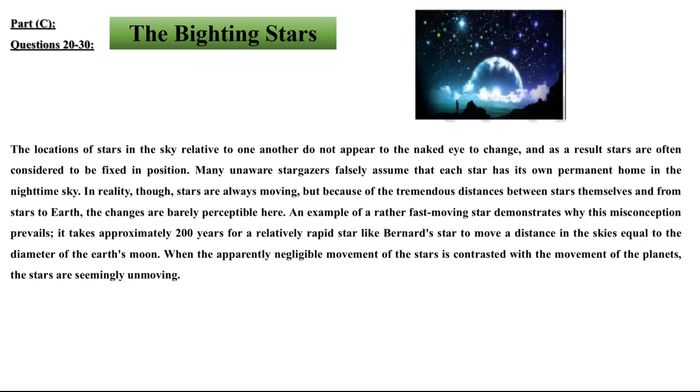An example of a rather fast-moving star demonstrates why this misconception prevails. It takes approximately 200 years for a relatively rapid star like Barnard's star to move a distance in the skies equal to the diameter of the Earth's moon. When the apparently negligible movement of the stars is contrasted with the movement of the planets, the stars are seemingly unmoving.